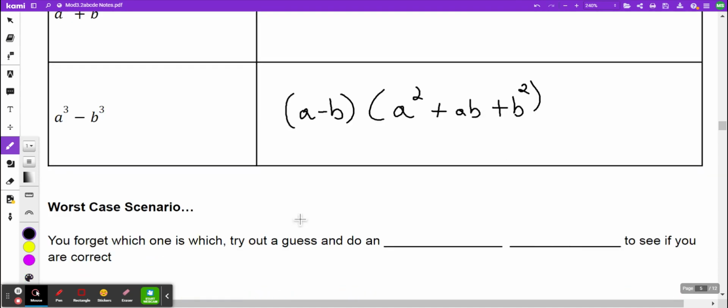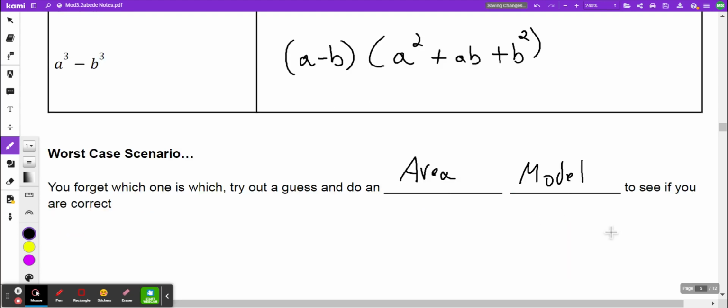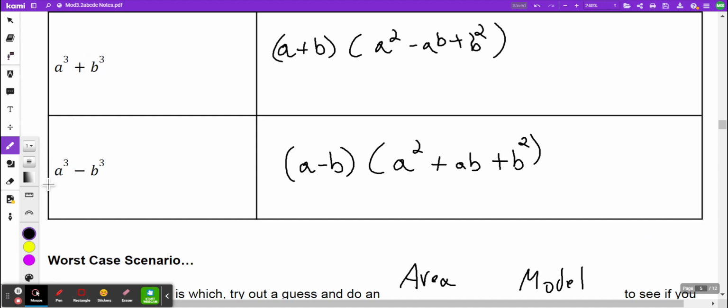Well, actually, I forgot to do this last part. So if you forget which one is which, you could try to guess, and then do an area model to see if you're correct. And what that will do is give you a little work, and you have to do the work and be like, oh, yep, it works out, or no, it doesn't. Oh, then it must be the other one. So if you don't know for the sum or the difference of two cubes right here, and you're like, I know it looks like this. What should it be? That'll help you out the most.